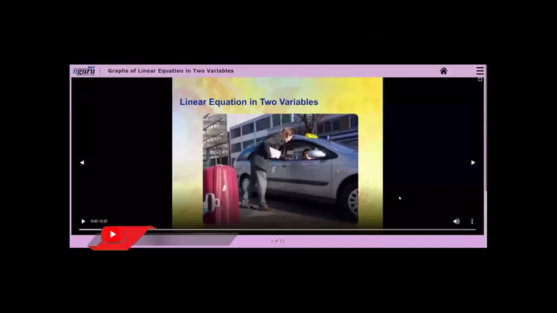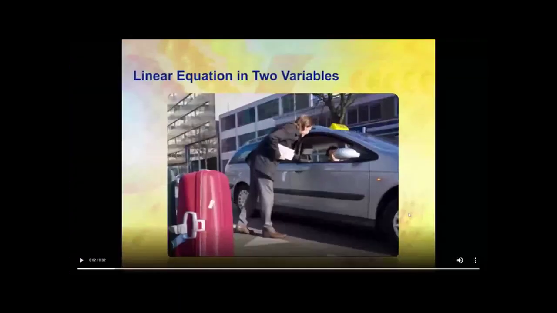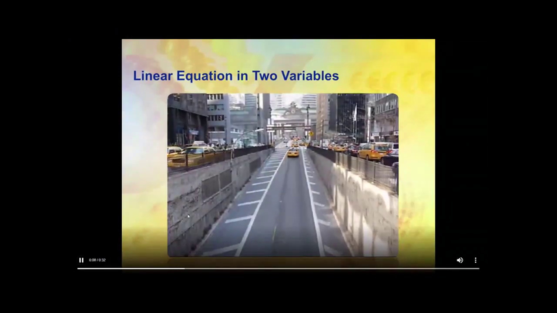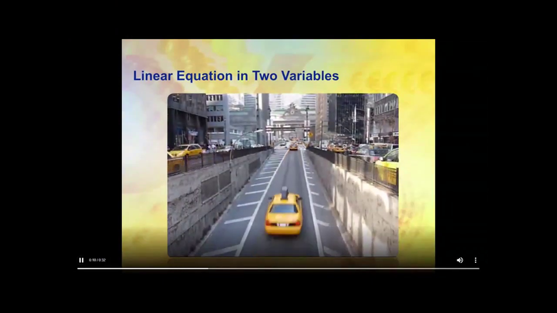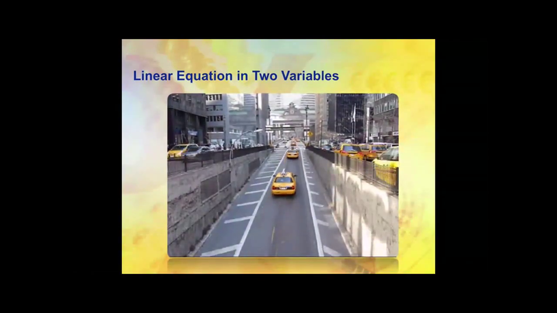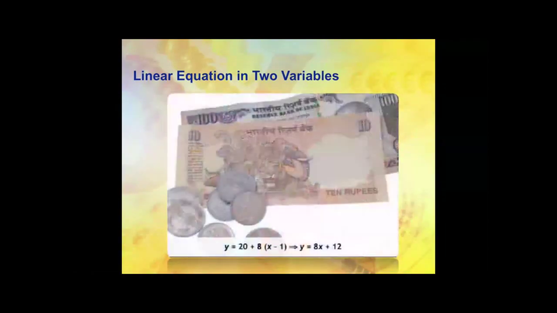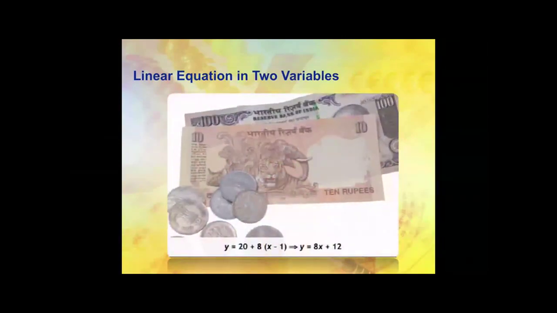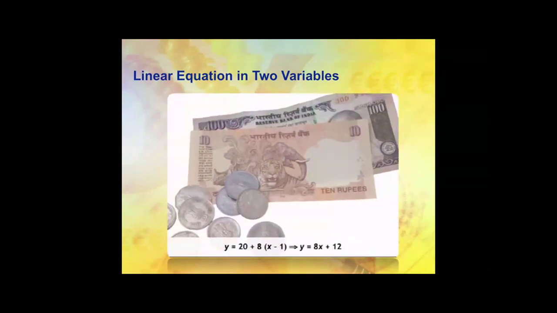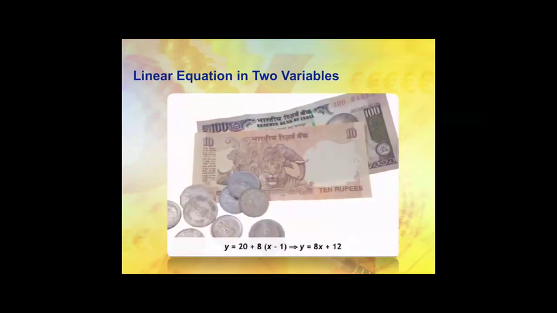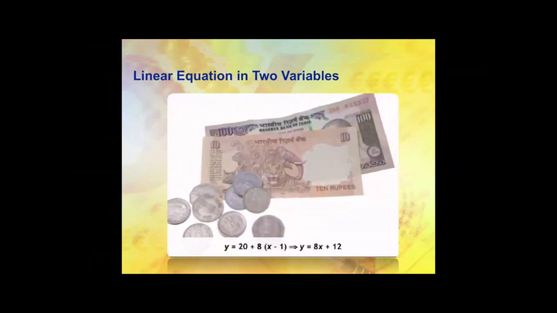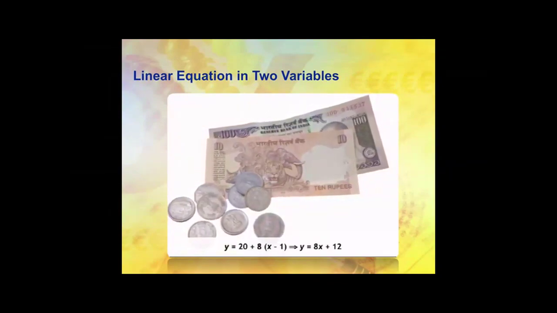Nancy wants to go home. Taxi fare for the first kilometer is 20 rupees. And for the subsequent distance, x kilometers, it is 8 rupees per kilometer. Why is there x minus 1 into 8? If the total fare is represented by y rupees, then the situation can be represented by the equation shown. In this topic, you will learn to represent such situations graphically.